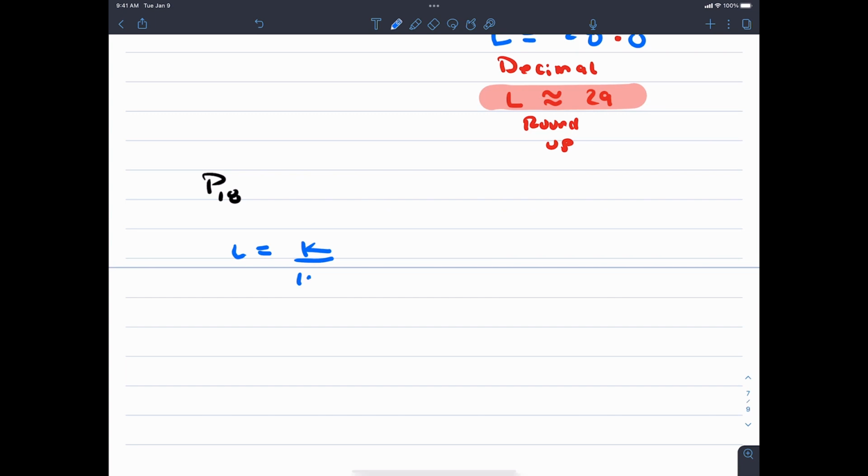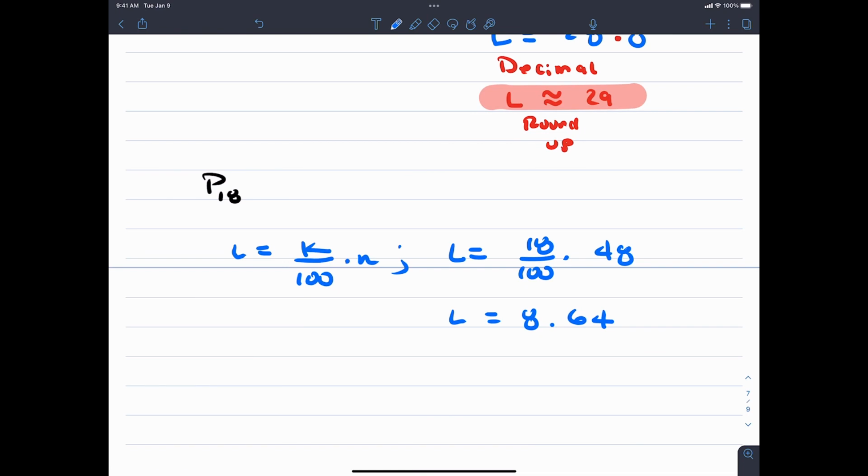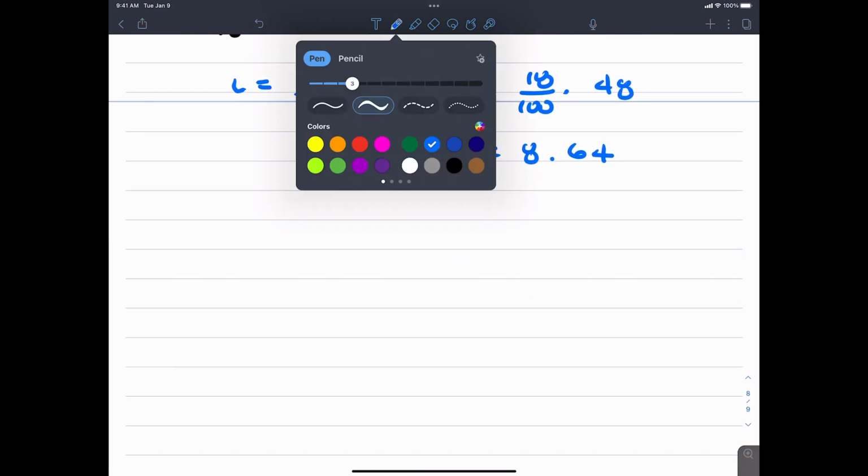K over what? 100 times N. So Al's going to be 18 over 100 times 48. Is that true? Okay, 18 divided by 100, close that, times 48. What do you guys end up with? This is 8 point what? 8.64? Is that what you guys see? Okay. So what does this mean?